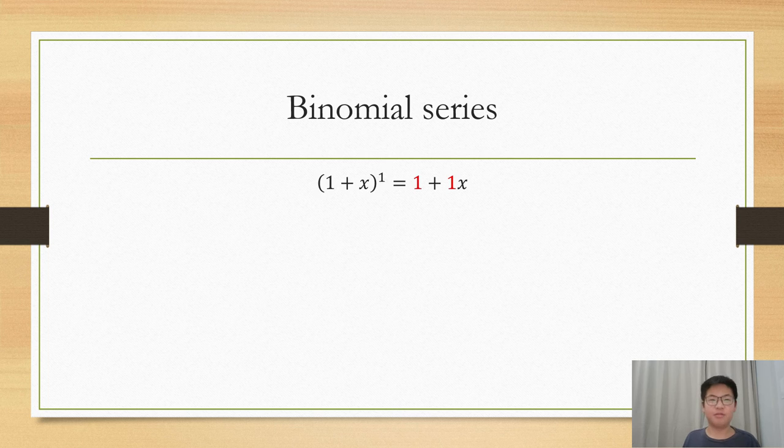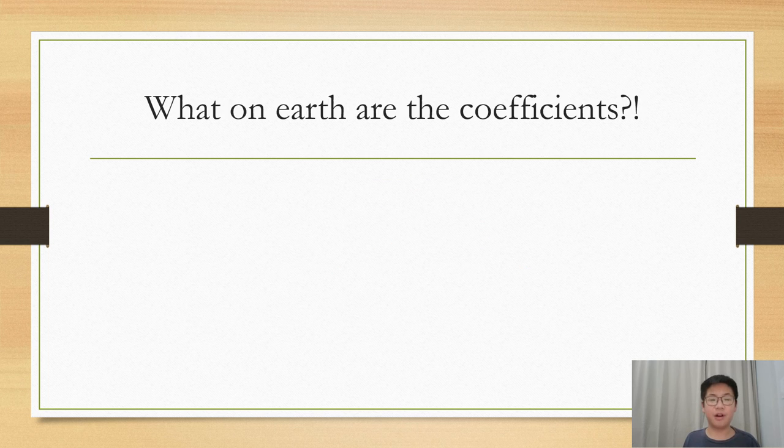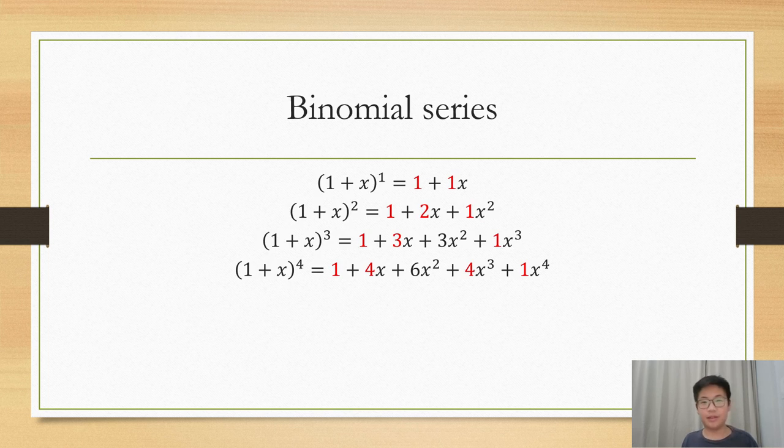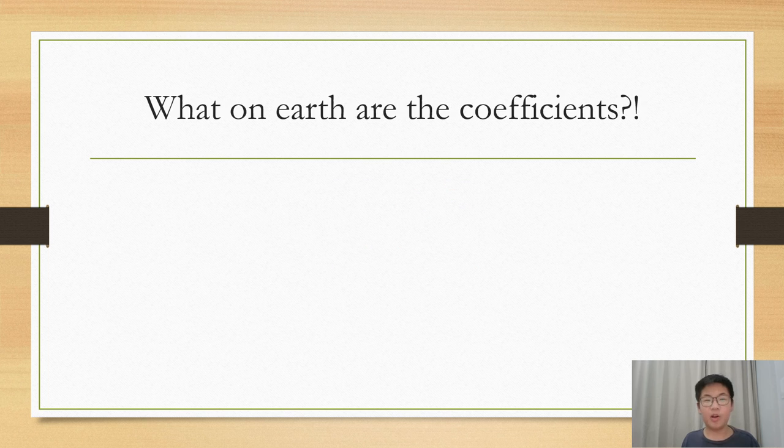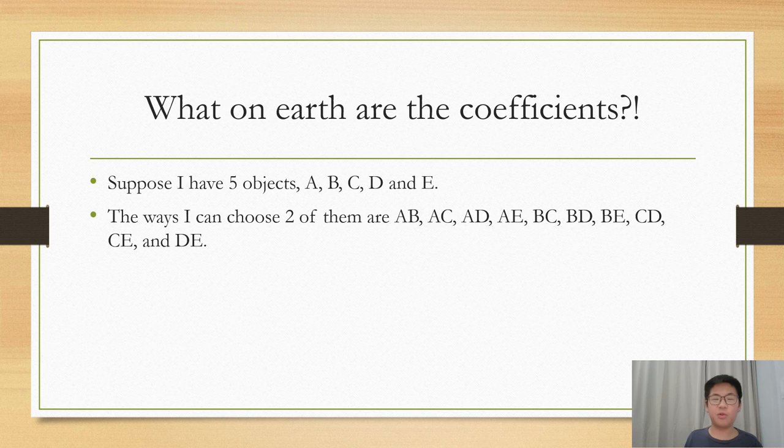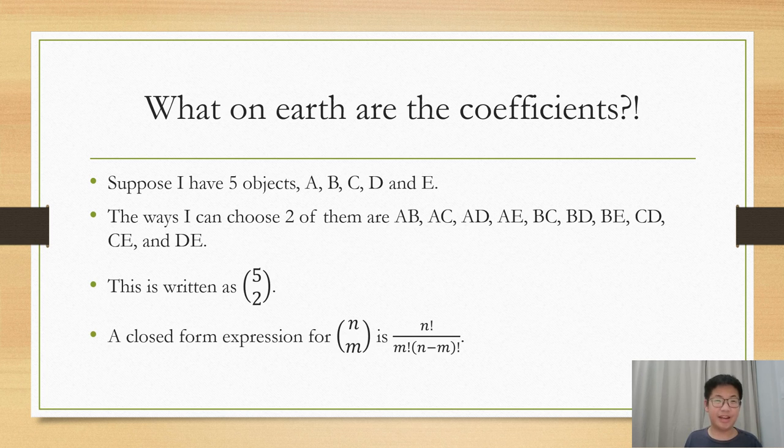Binomial series. Well, you might know this one from secondary school. Expanding the brackets will give you these. So what on earth are the coefficients? Suppose I have 5 objects. The ways I can choose 2 of them are these. This is written as 5 choose 2, which is 10. A closed form expression of n choose m equals this.